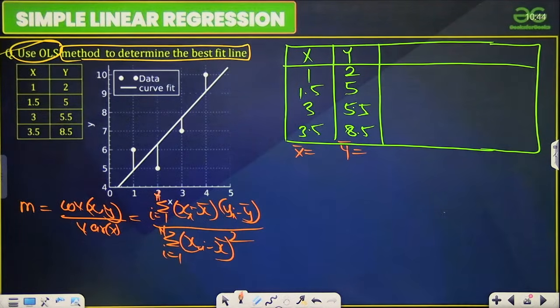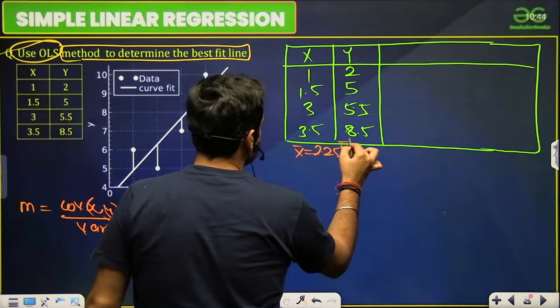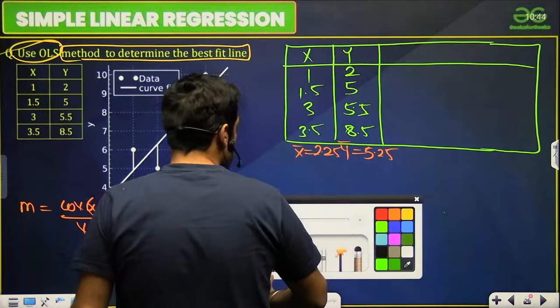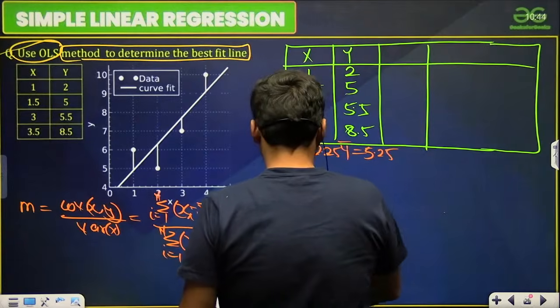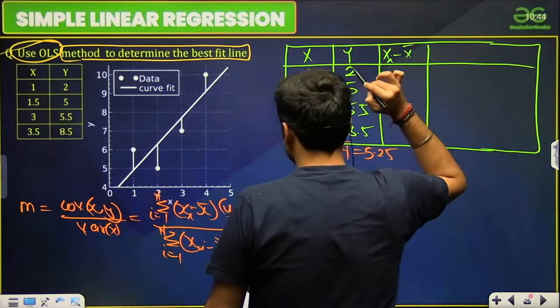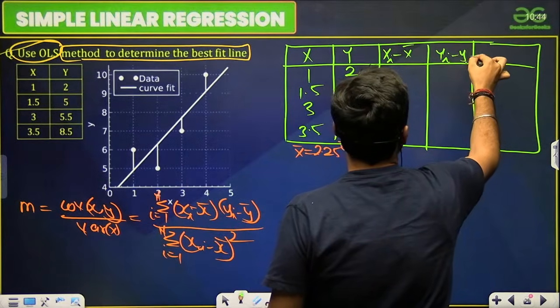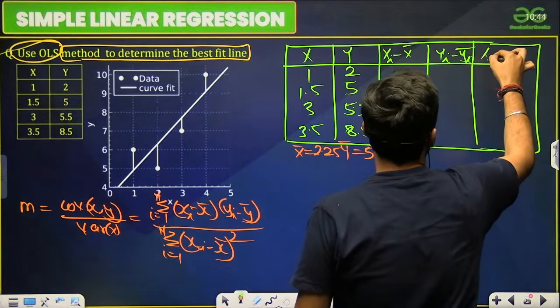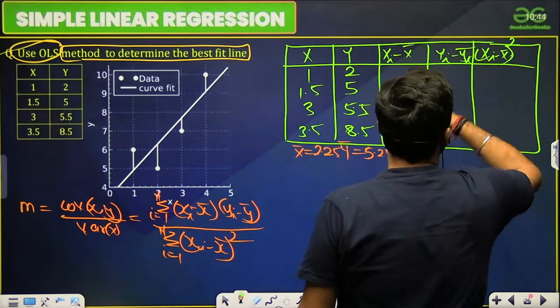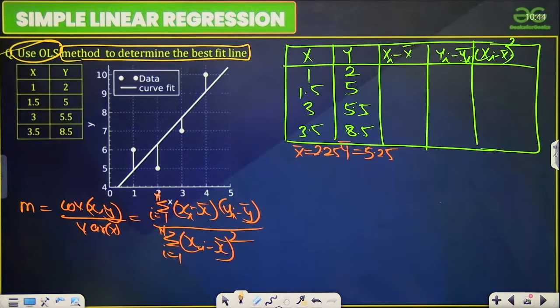So you would be getting the x bar value as 2.25, and y bar is 5.25. Now you can calculate xi minus x bar, then yi minus y bar, then xi minus x bar whole square. I'll just fill the table for you and you please check whether you are getting it correct or not.